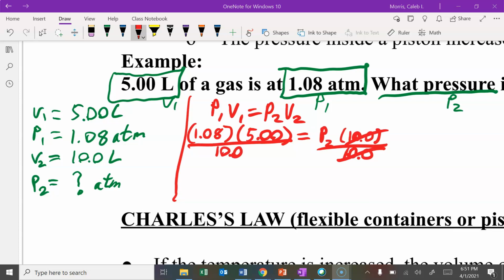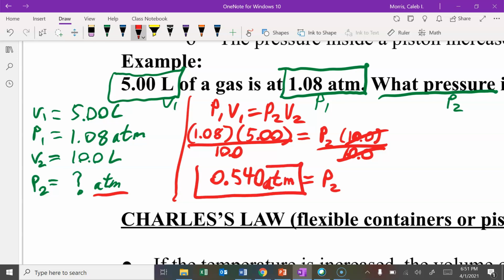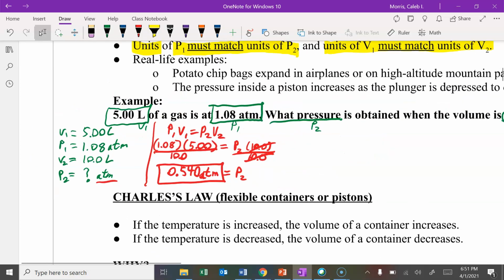And I could punch that in my calculator. 1.08 times 5.00 divided by 10.0. I'll find that P2 equals 0.540. And again, our units for pressure are atmospheres in this question, ATM, which stands for atmospheres. There's our answer. Okay, next thing that we could come across is Charles' law.